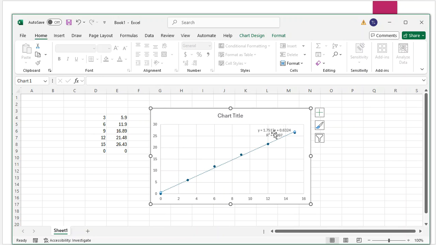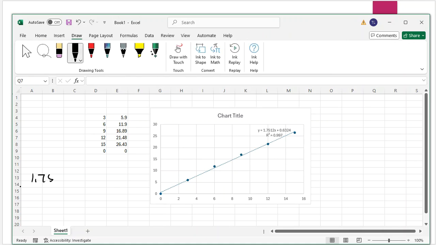And here is the equation that I need in order to solve this problem. So it looks like to me that I'm going to take 1.7512x plus 0.6324, and that is the equation that I need to use to solve for my unknown concentration.